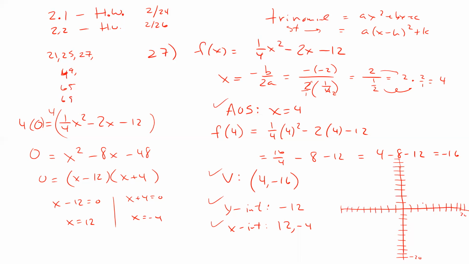Okay, and from there, let's plot some points here. So vertex 4, 1, 2, 3, 4, 5, 6, 7, 8.